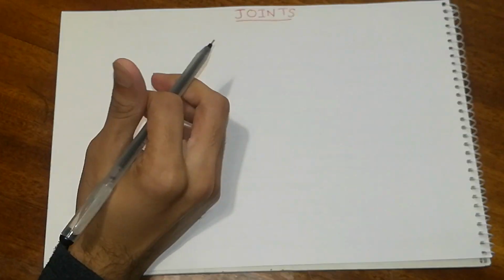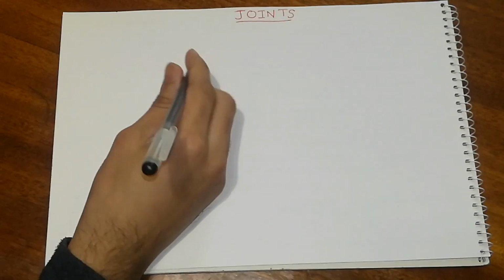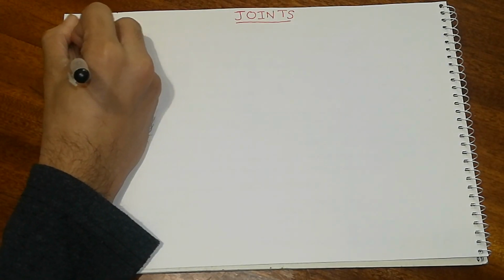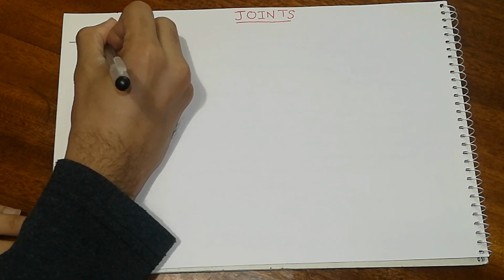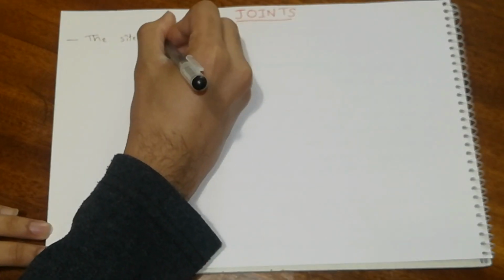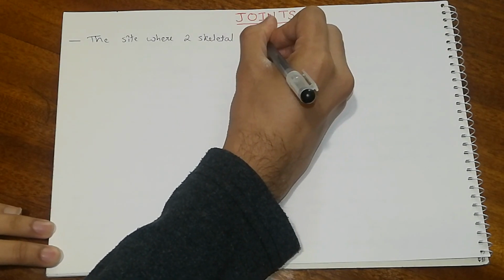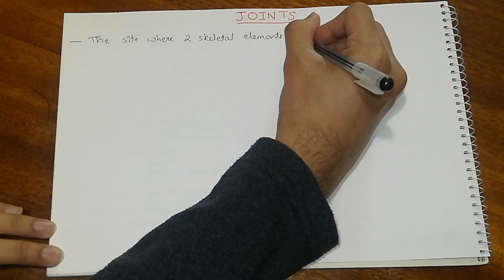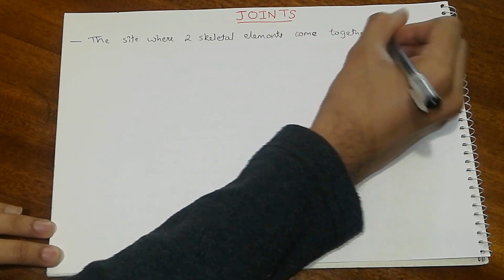Now let's start with today's topic. As you must have already known from the title, today's topic is about joints. Now, what are joints? The site where two skeletal elements come together are termed joints.